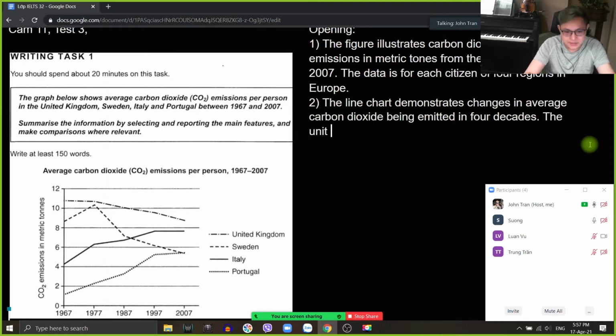The unit, you can just say the unit being used. Cái đơn vị được sử dụng, the unit being used, it's metric tons per person. Wait, it's ton with double N, sorry, 2 chữ N chứ. Metric tons per person. Cái đơn vị được sử dụng là metric tons trên một người. The unit being used is metric tons per person.